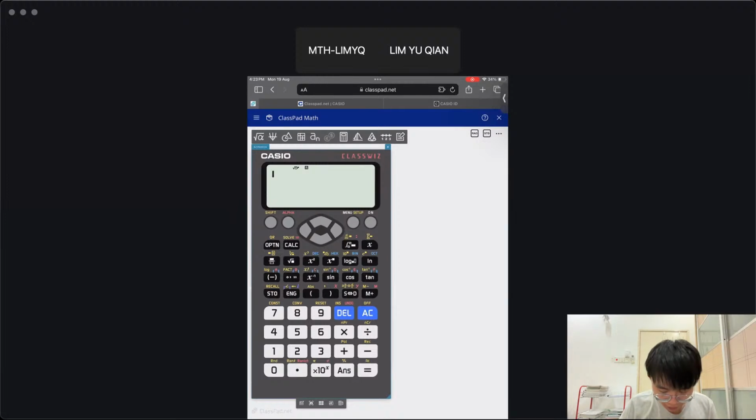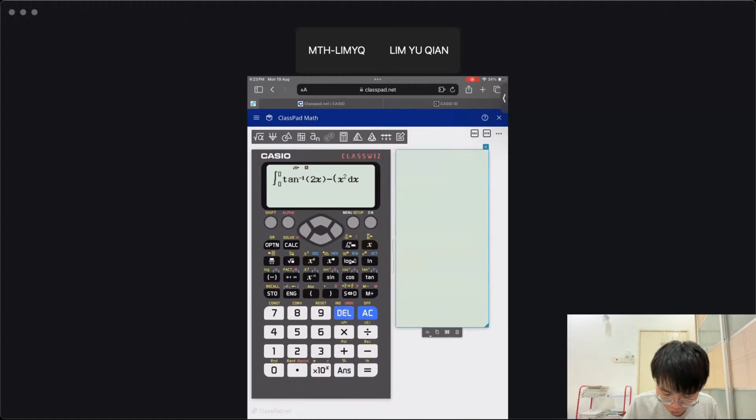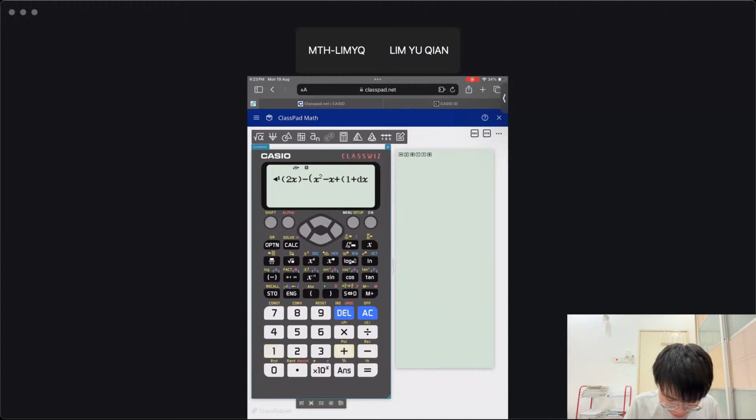Okay. Integration. Arctangent 2x minus, in the bracket, x square minus x plus, in the bracket, 1 plus pi over 4, is it? Then close bracket. So this is everything, from 1/2 to 1.099.